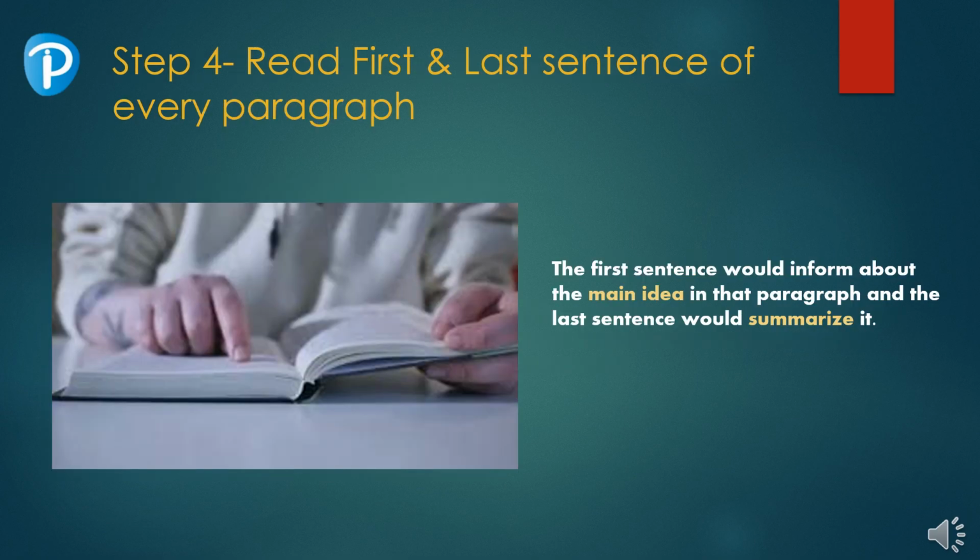A well-written book would normally be in paragraphs, and every paragraph would have certain information or message. The first sentence would inform the main idea in that paragraph, and the last sentence would summarize it. This step would give us a deeper insight about the topics in the chapter.